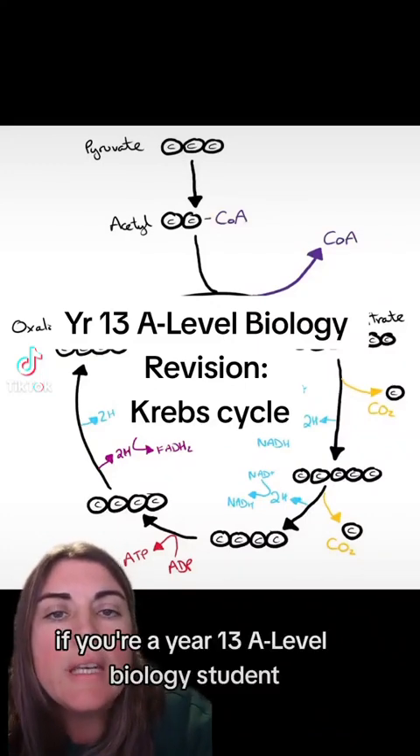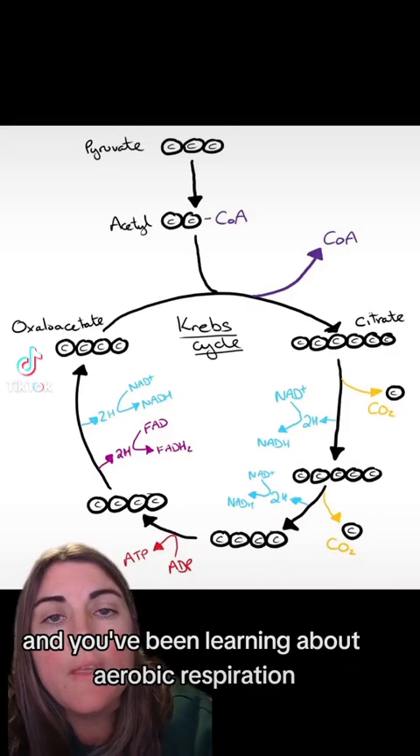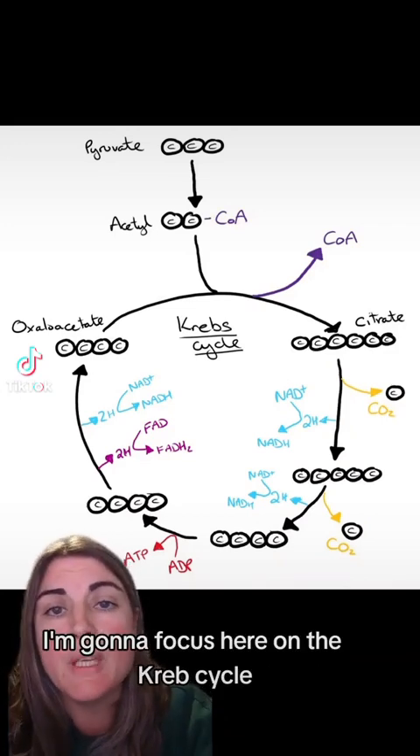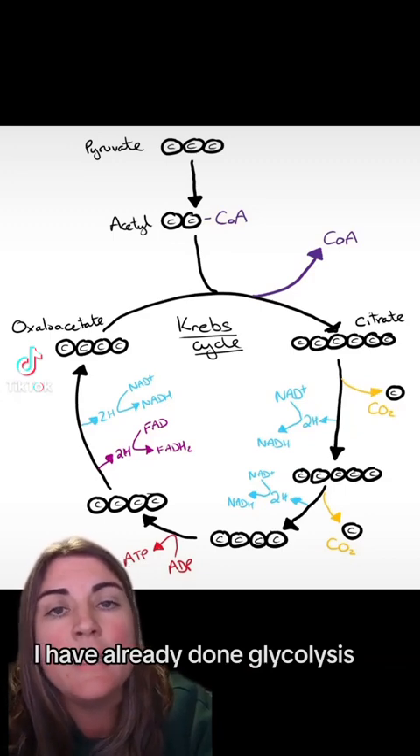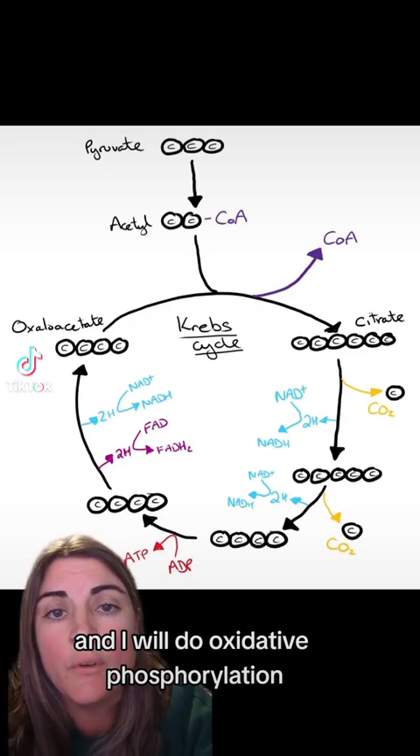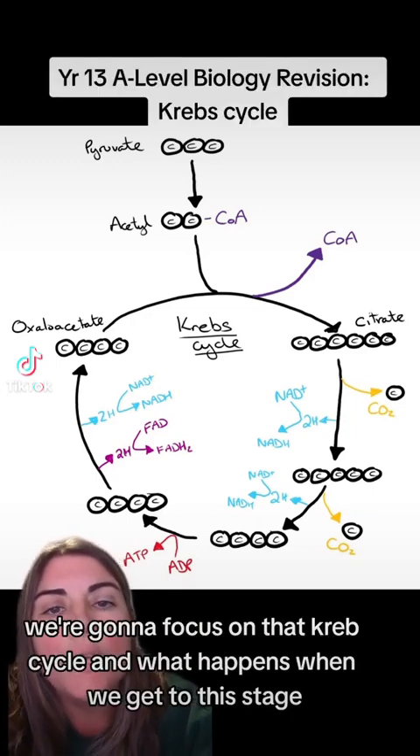If you're a Year 13 A-level biology student and you've been learning about aerobic respiration, then this video is for you. I'm going to focus here on the Krebs cycle. I have already done glycolysis and I've already done the link reaction, and I will do oxidative phosphorylation, so please do check out those other videos. But this one, we're going to focus on that Krebs cycle and what happens when we get to this stage.